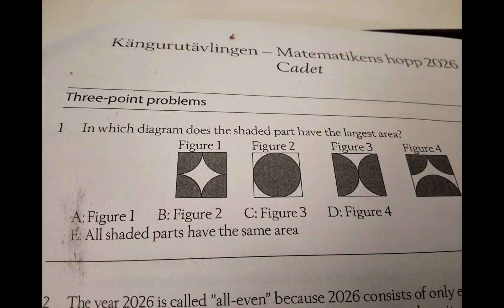I'm Upasana Taneja. So if you see here, we have this question from Känguru test, Sweden's Känguru test. Here they are asking, in which diagram does the shaded part have the largest area? We need to observe all these four figures and we need to come to a conclusion which has the largest shaded area. Okay. If you look in figure 1, here you are given a square in all those figures.